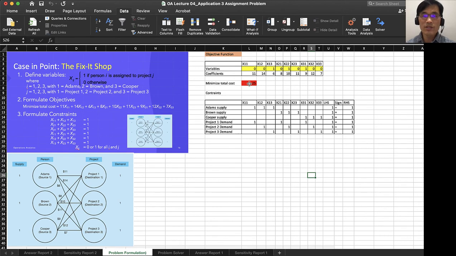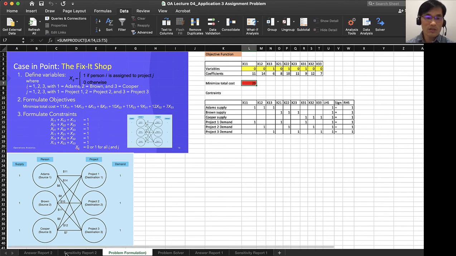So the answer is that we are going to hire 1-3. So 1-3 Adams is going to work for project 3, and 2-2 Brown for project 2, and 3-1 Cooper to project 1. So that's the optimal setting, and that's what we have found under these constraints.